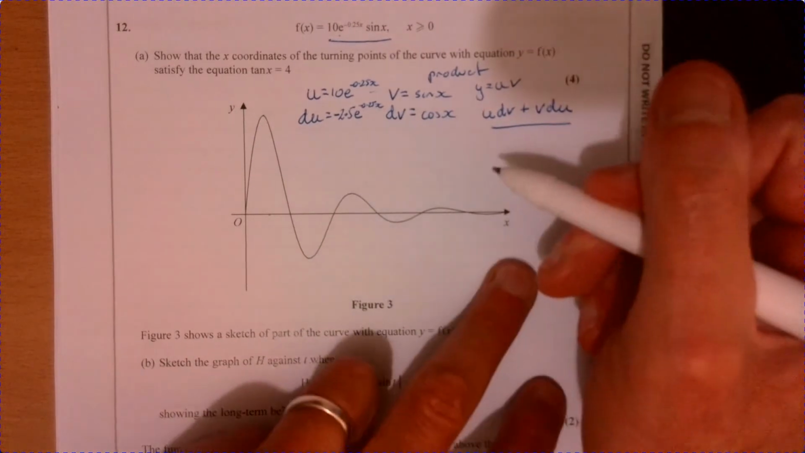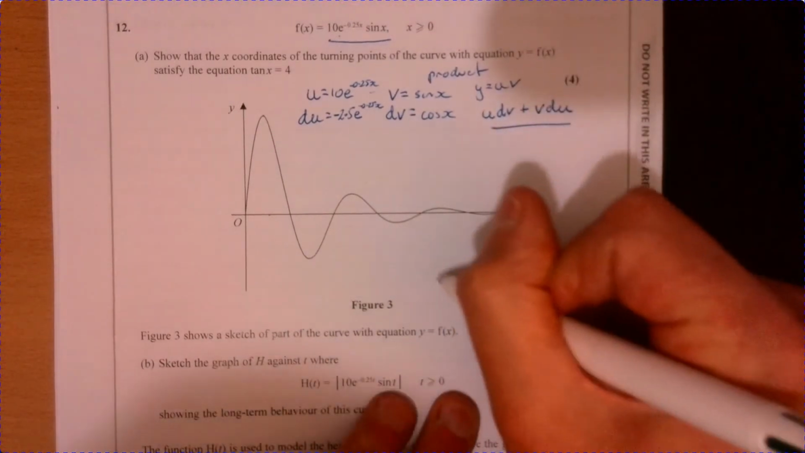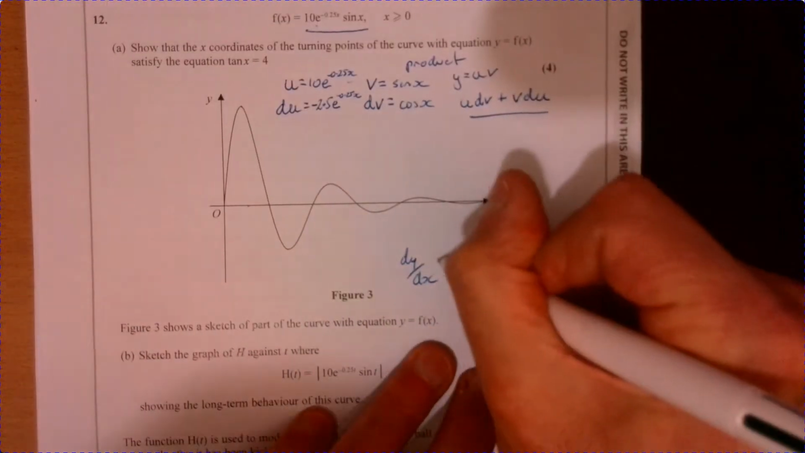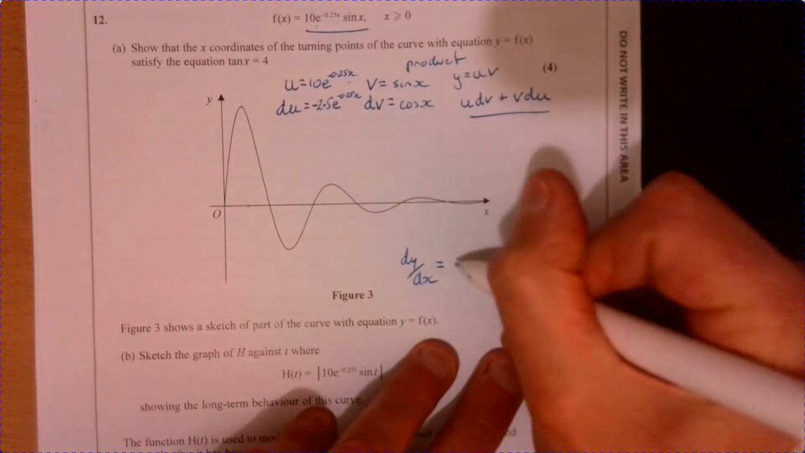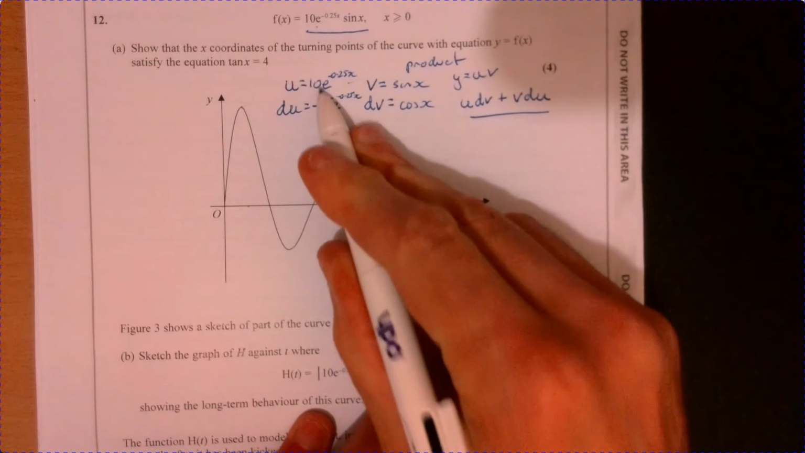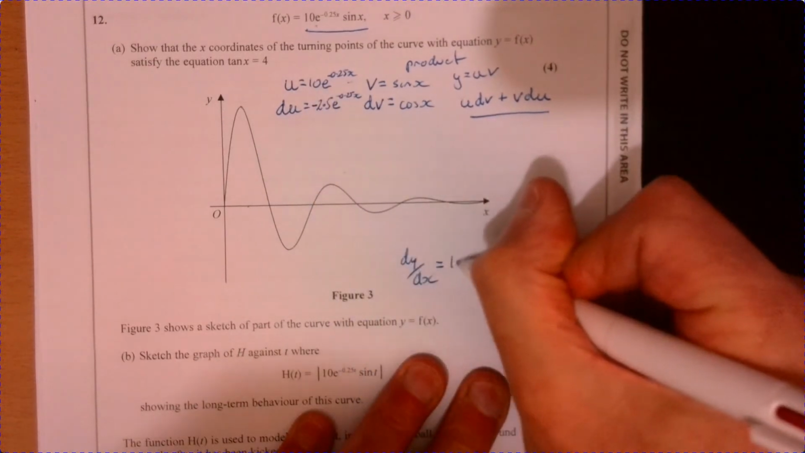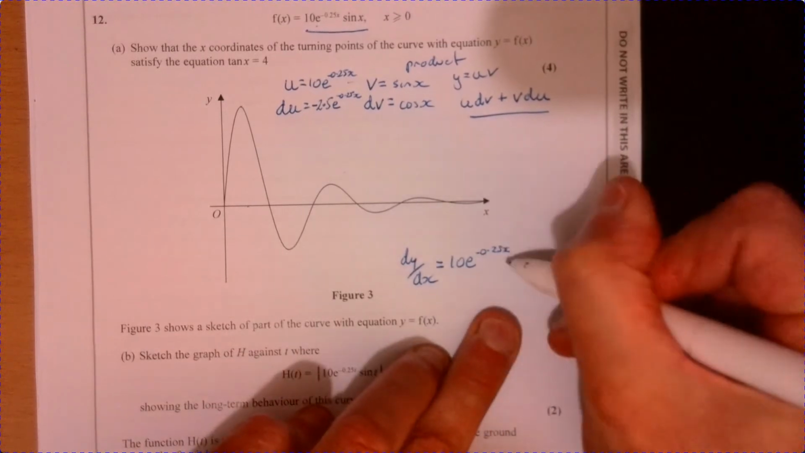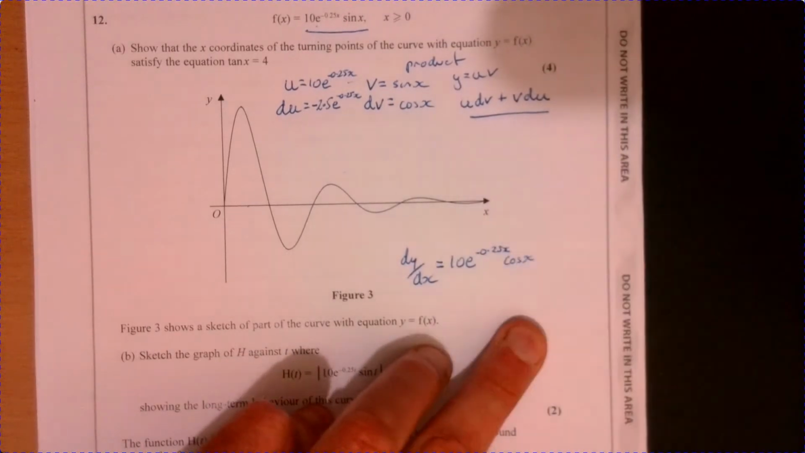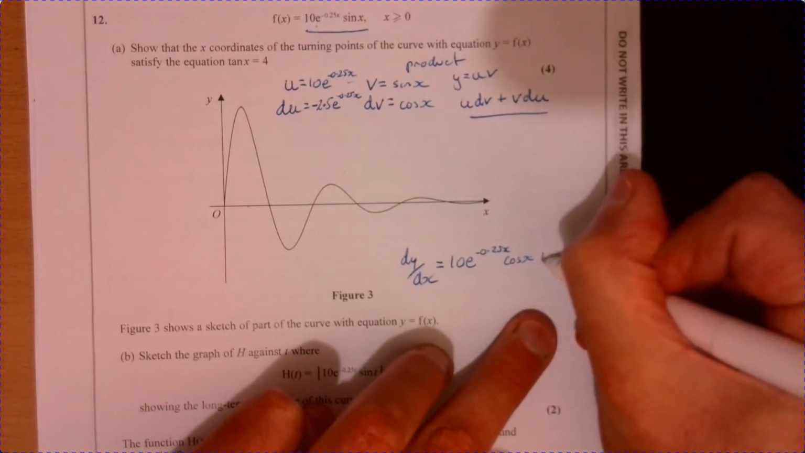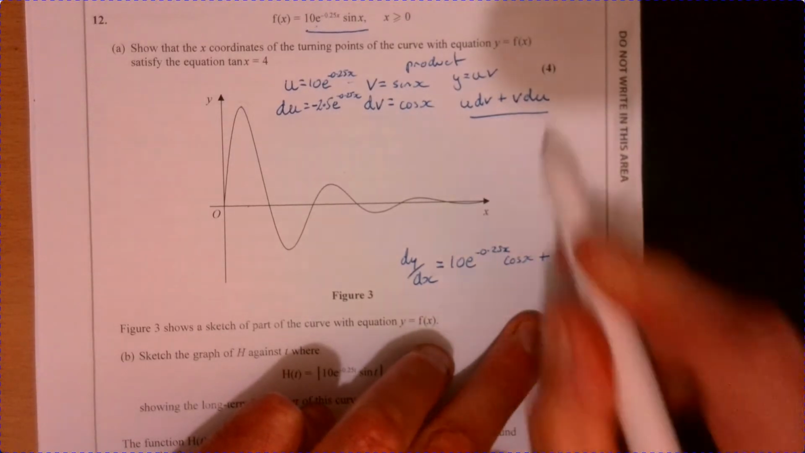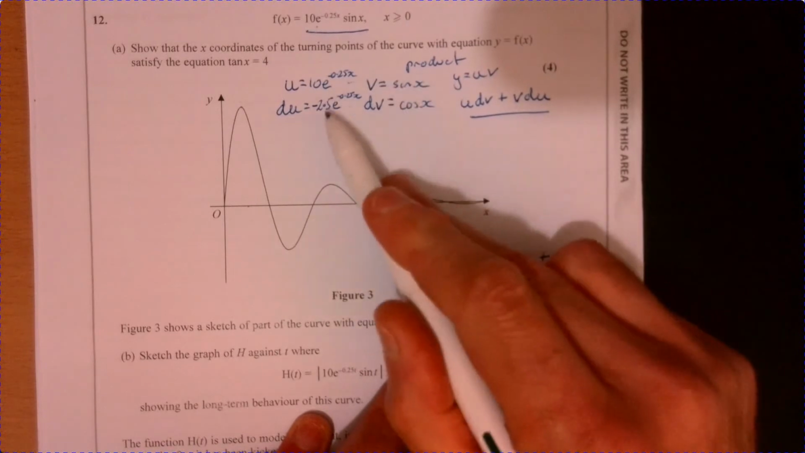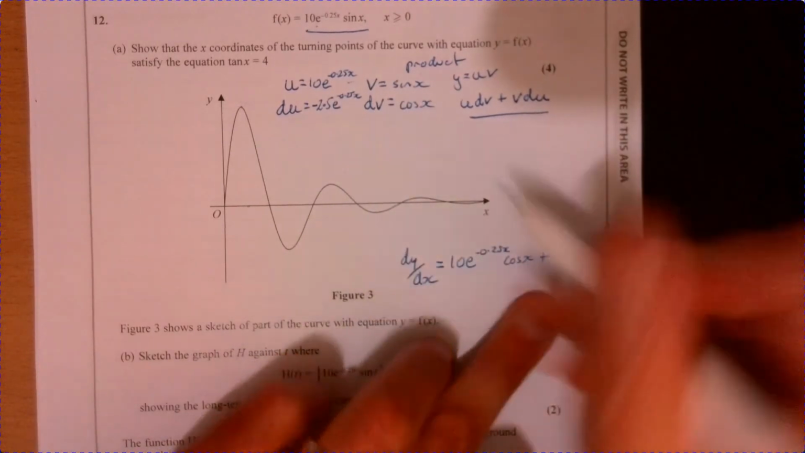So what's that going to give us? For dy over dx, I'm just going to write it down here. Obviously, I'll be doing this on a separate page. I want you to be able to see it all. So that's going to be, we've got u dv, so let's write that down, 10e to the minus 0.25x cos x, and then plus, and then v du. Oh, it's going to be a minus, isn't it? Because I've got a minus there.